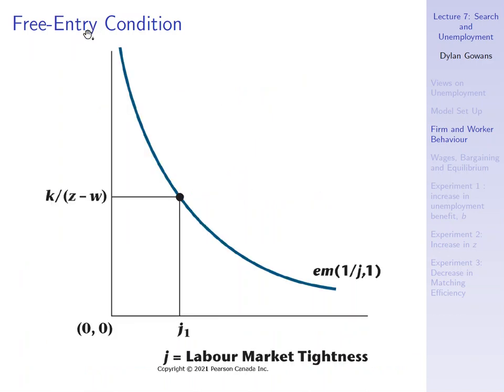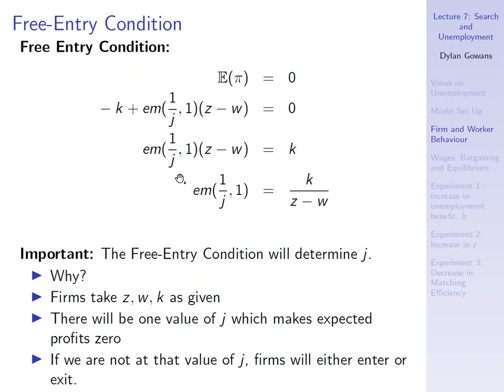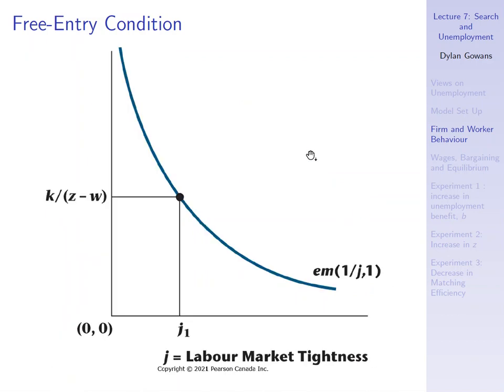And so graphically, what does it look like? Well, here's the matching function evaluated at 1 over J and 1. That was the left-hand side here. And then give me any K, Z, and W, and I can look on this line to figure out what the J is that leads to the equality of the matching function, evaluated at 1 over J and 1, and K over Z minus W, i.e. leads to this free entry condition to hold.